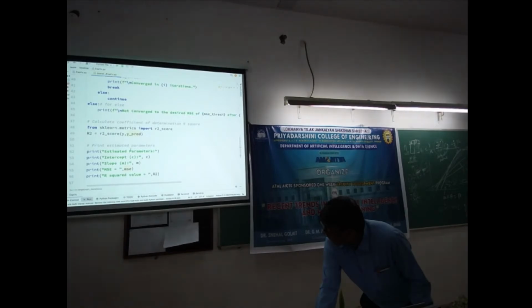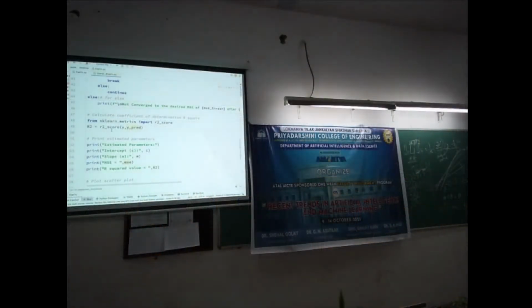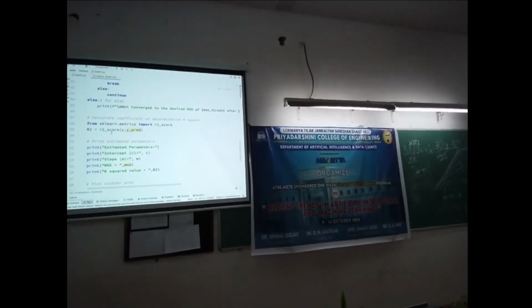So that also I am printing. And R2 score, it is good. The better the fit, the closer it will be to 1. So the better your line fit is, or the better your regression is, the higher the value of R2 score will be. 1 is the highest value for R2 score. So if your R2 score is 1, it means you have got the perfect fit.